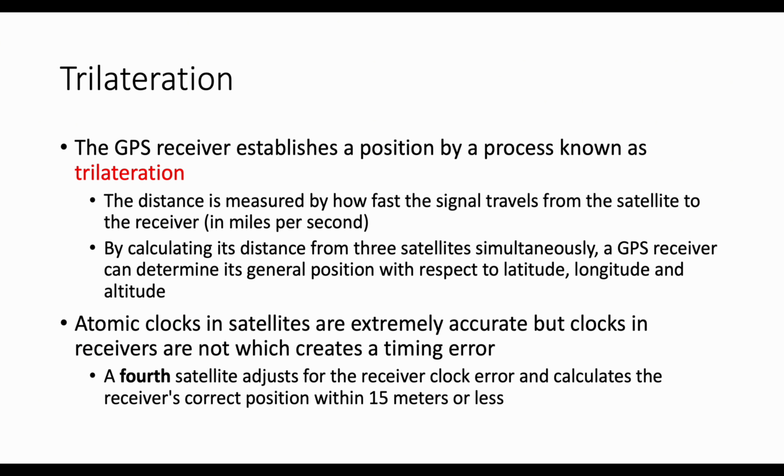GPS works off of something called trilateration, meaning the distance is measured by how fast your signal travels from the satellite to a receiver in your aircraft, and then that distance is calculated using 3 satellites at the same time. So a GPS receiver can determine its general position, meaning latitude and longitude, but it does require a 4th satellite to provide a more accurate position as well as your 3-dimensional position.